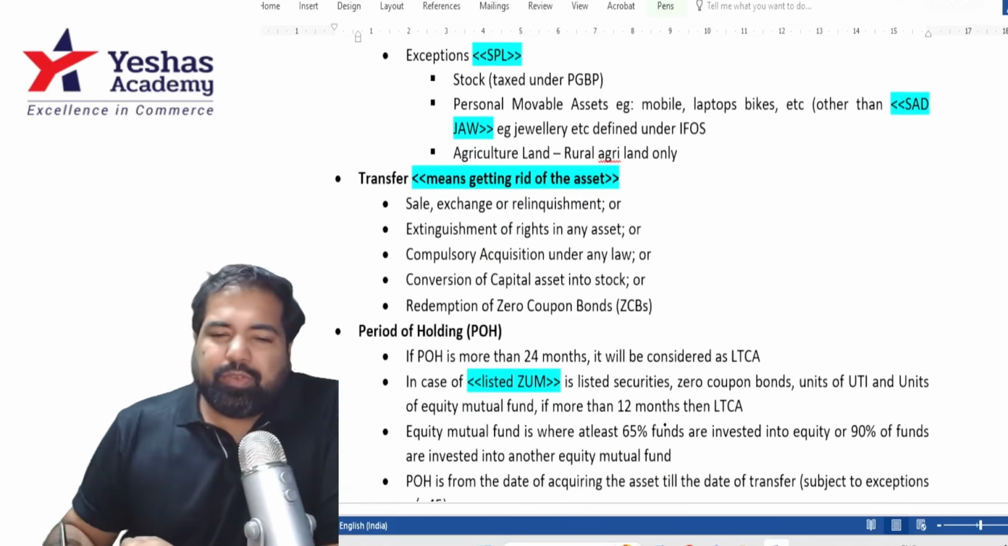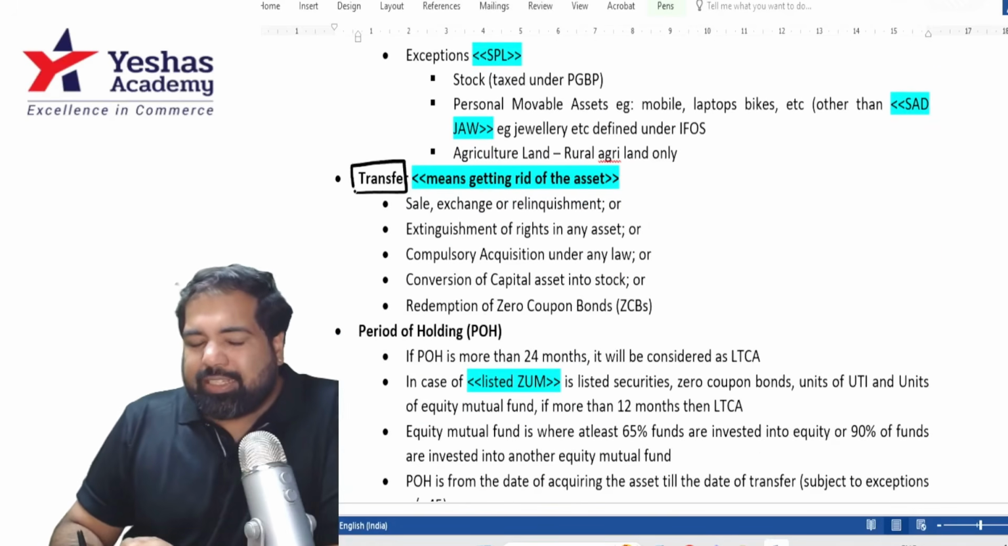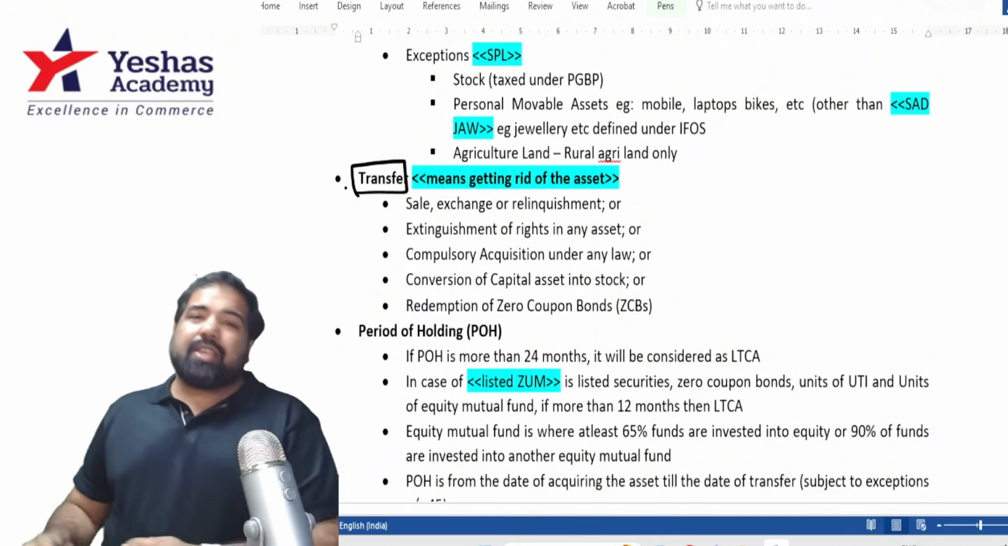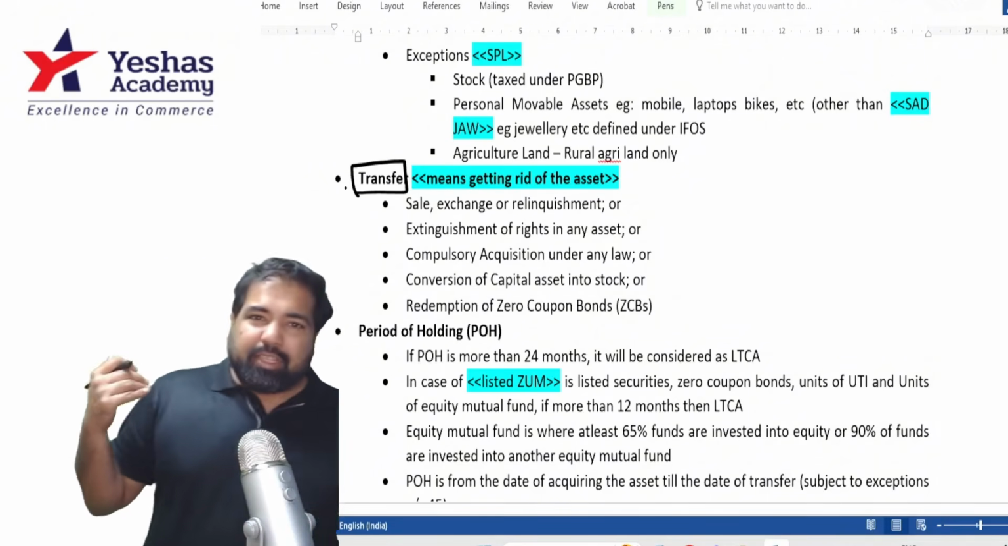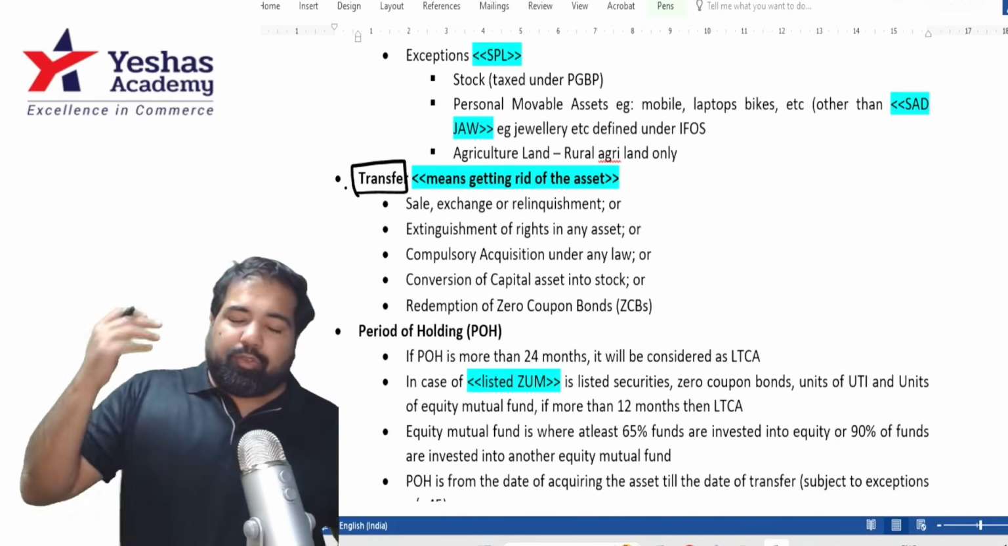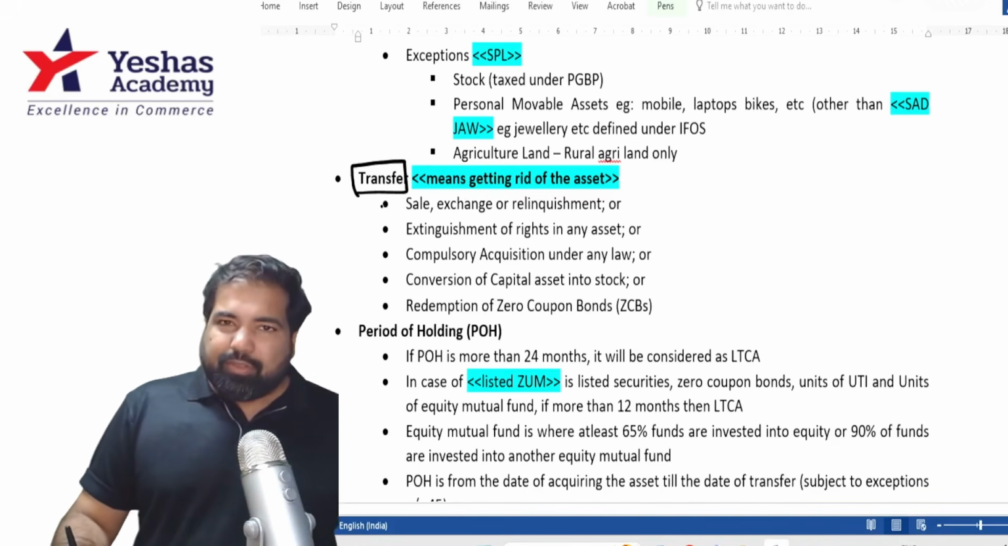Next, transfer. Transfer means you're selling or getting rid of the asset. Example, I'm selling the asset, exchanging the asset, bartering the asset, compulsory acquisition of the asset, extinguishment of an asset, destruction of an asset, gift of an asset. All those are considered as transfer.